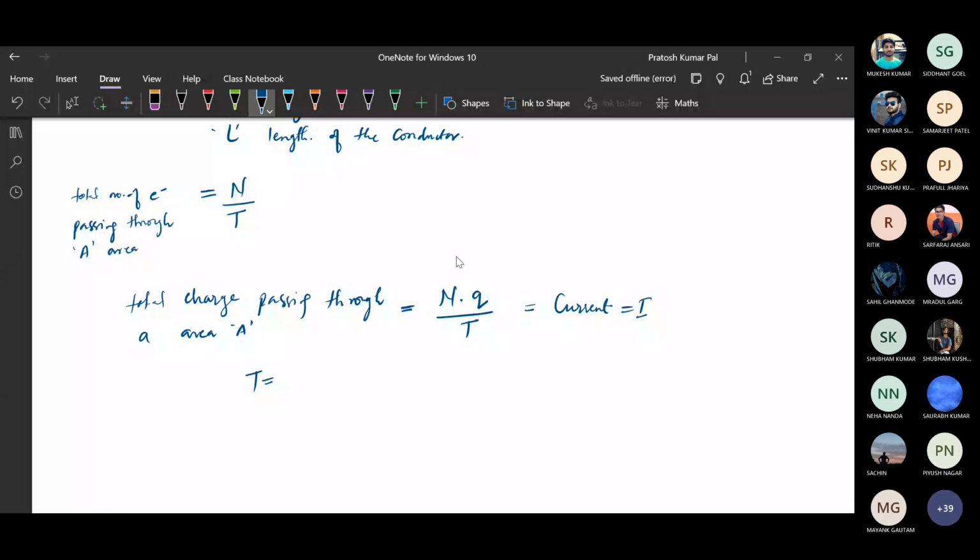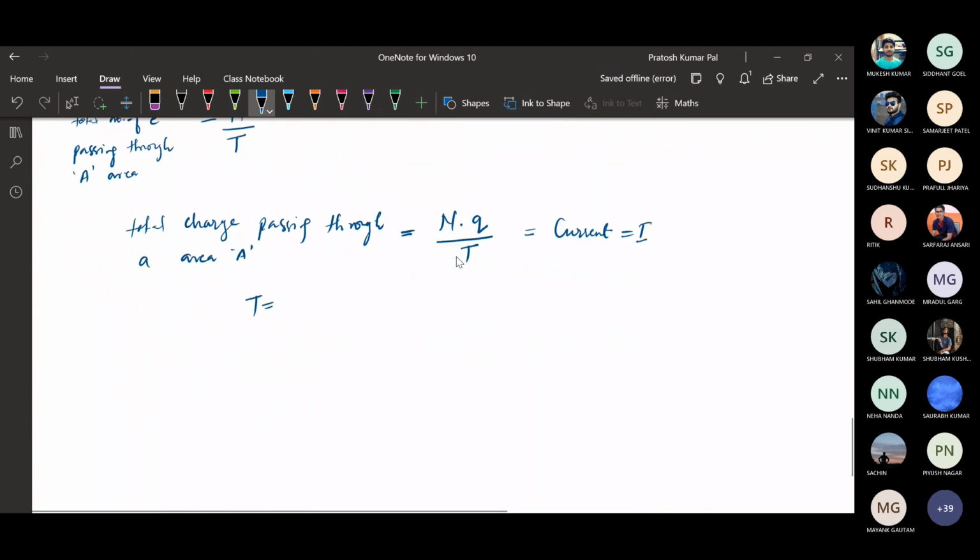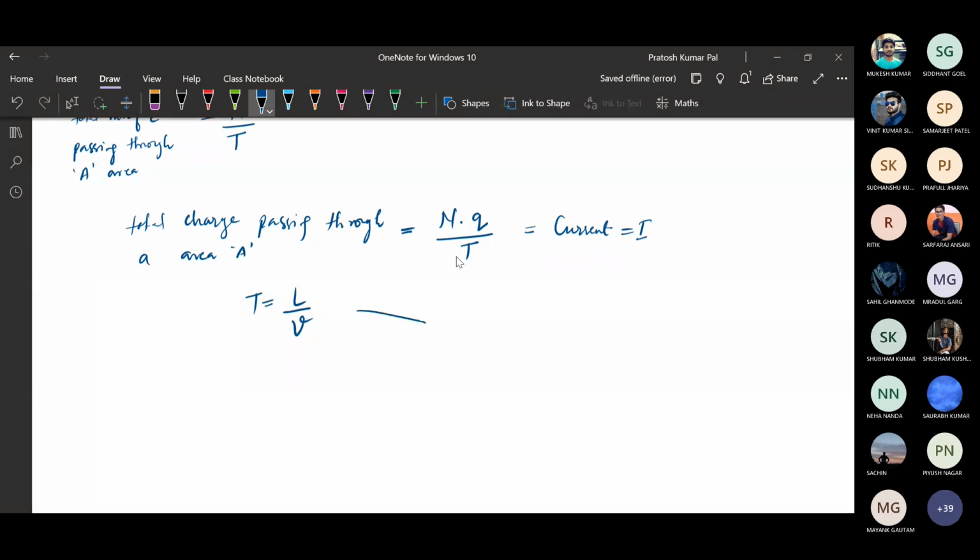So the time that we have defined in the current equation can further be defined in terms of velocity. To find the time, whatever length we have taken for the conductor, each electron is traveling with a velocity, that is the drift velocity. So we have the value of velocity and the length, and from there we can find the time. The time expression is the length divided by velocity. By including the time in this equation, we can find the current.